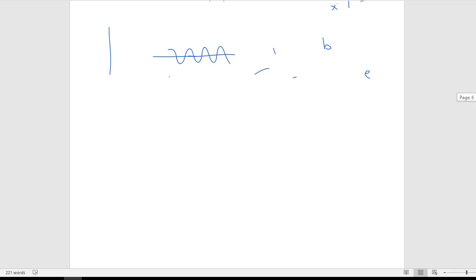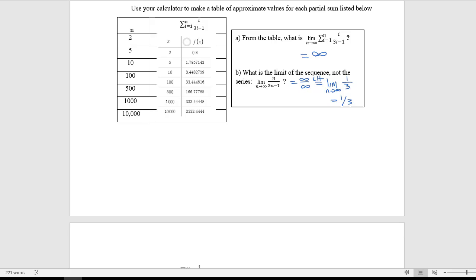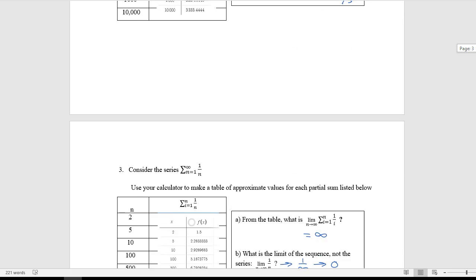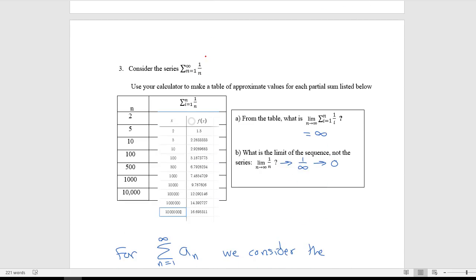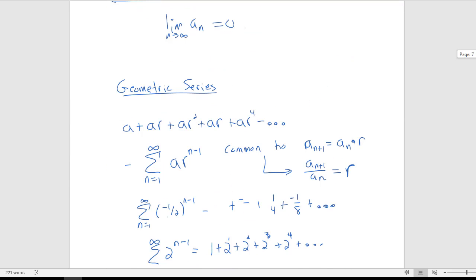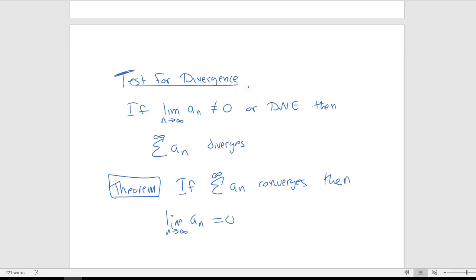Right? And again, just to scroll back up to our data that we had here. Here was an example of the terms going to 0. Here we go. Here was an example of my terms 1 over n going to 0, but the sequence of partial sums, the series, diverged. So we always want to be careful with our test for divergence, and not assume that if the terms go to 0, that means convergence. That is not true. If the terms go to 0, it might diverge, it might converge, but if the terms don't go to 0, it definitely diverges.